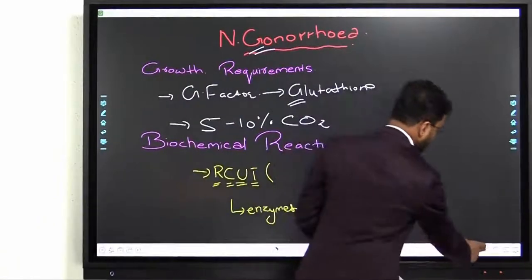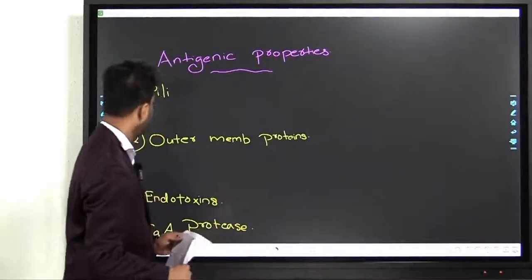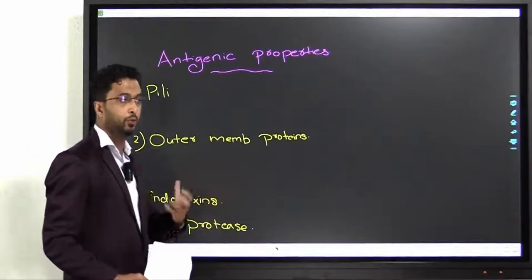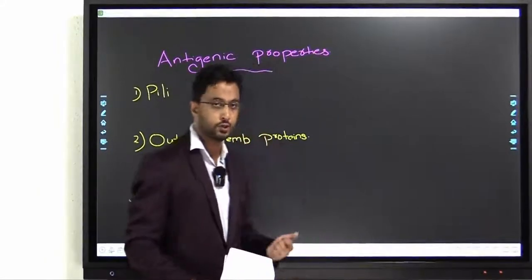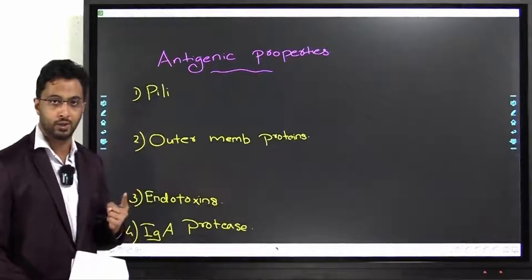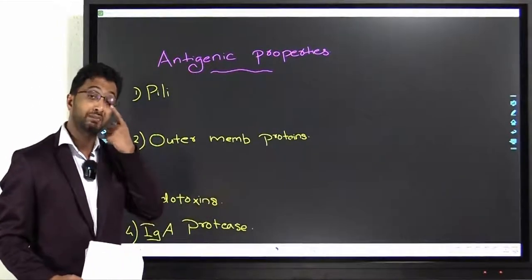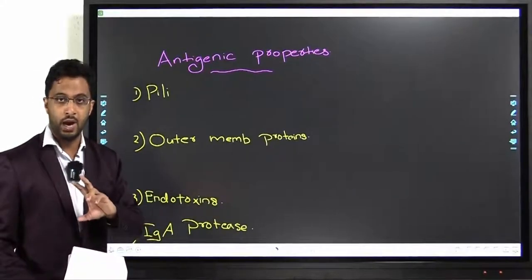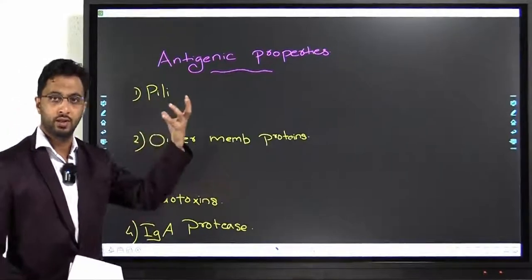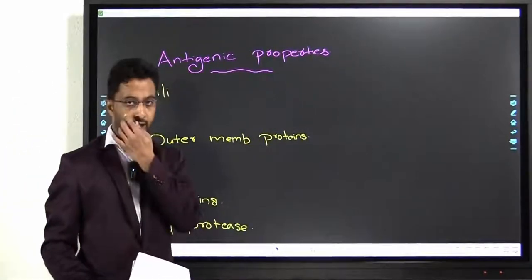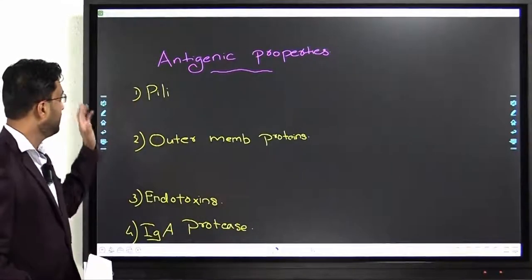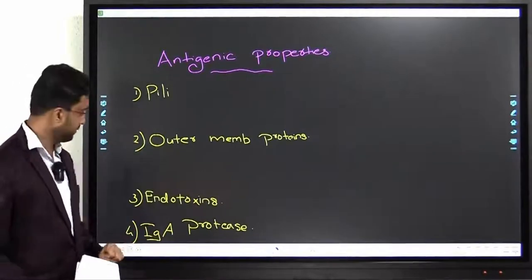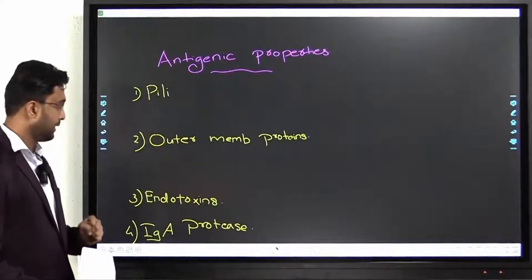Now we go on to the next property, which is the antigenic properties. In antigenic properties, you have to know the names of the antigens. They will ask you: which of the following are antigens of Neisseria gonorrhoeae? And please note, there is no capsule here. But when it comes to Neisseria meningitidis, you have the capsule there, isn't it? Why? Because it has to survive in the meninges, so there is a capsule as an antigenic factor. Here the capsule is not an antigenic factor. It is pili, outer membrane proteins, we will go into details of it, endotoxins and IgA protease.